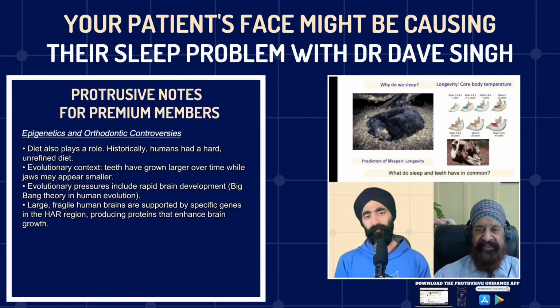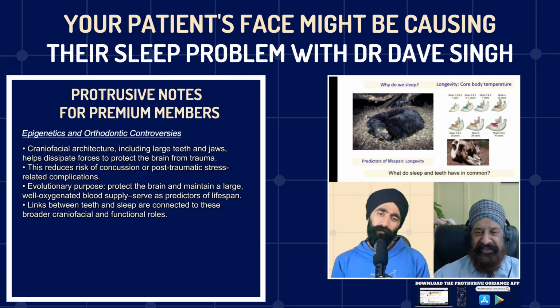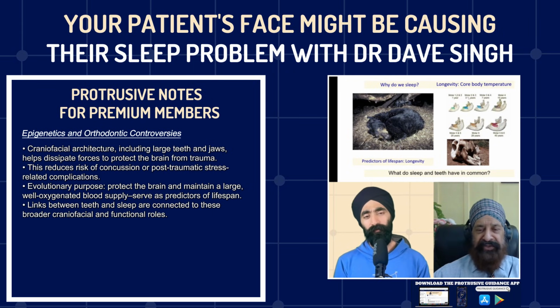So now you think about this very large and fragile brain, and you have a very hard, non-refined diet. So these big teeth, these big molar teeth, are going to dissipate forces away from the brain. They're going to use the craniofacial architecture to absorb those forces and prevent microtrauma to the brain. And we know that trauma to the brain is not a good thing. It might be something like concussion.